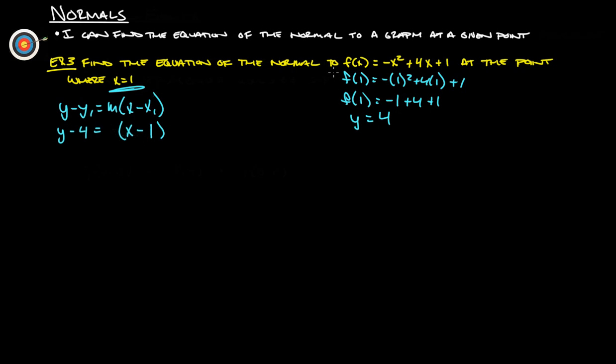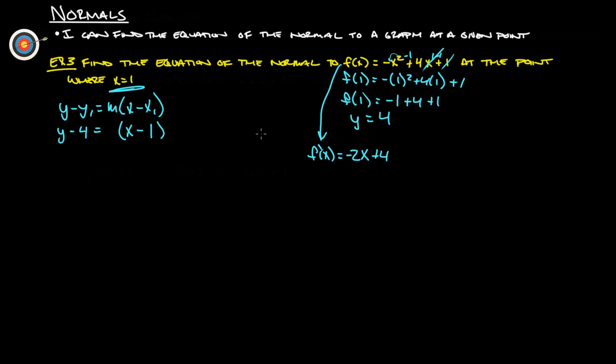First we want to find the slope of the tangent. Whenever we're looking for the slope of the tangent, that's the derivative. So f prime of x: 2 times negative 1 is negative 2, subtract 1 from the exponent and we're left with an x. Then the derivative of 4x is 4, and the derivative of any constant is 0. So here's our derivative function.